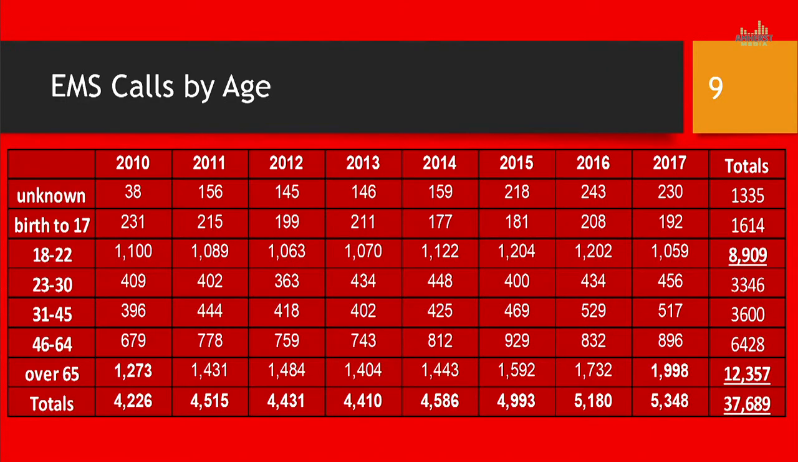So I'm going to show you the next slide here. This is a sort of six-year run by time and age. And if you were to look up at the 18 to 22-year-old group, you'll see a fairly consistent line across there in the 1,200 calls per year range and tops out at just about 9,000. But if you drop down and you look at the over 65 group, you see that we went from 1,273 in 2010 to almost 2,000 calls for that age group by 2017. So when we mention that over 60 is really what's driving us, it's in town, it's in Amherst, that's what we're talking about.